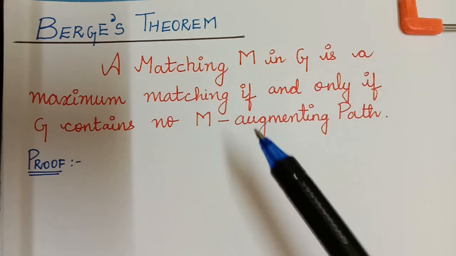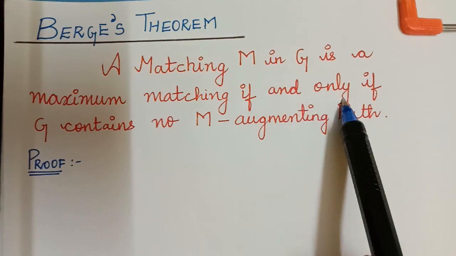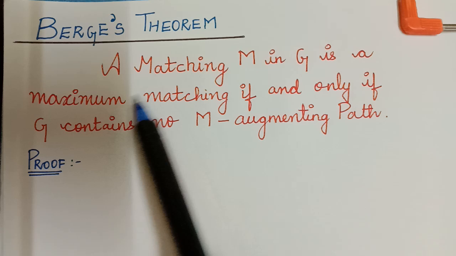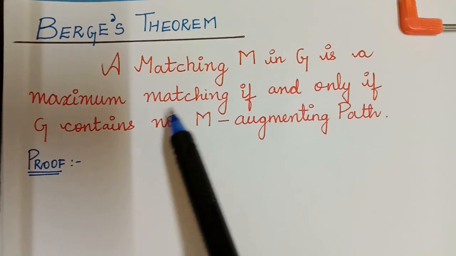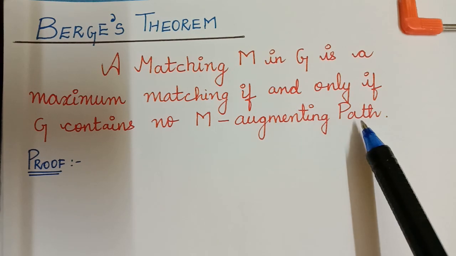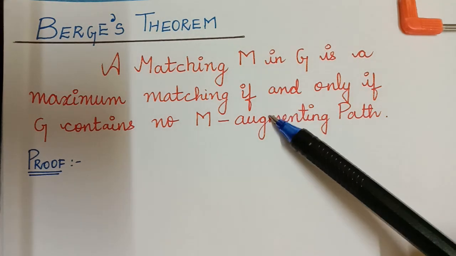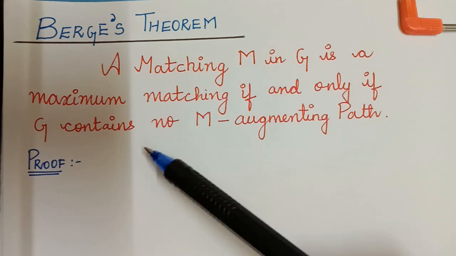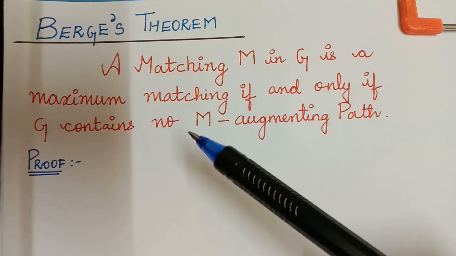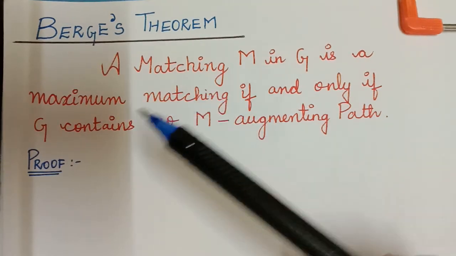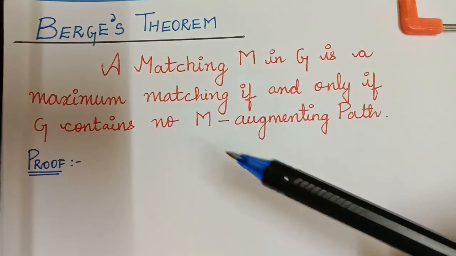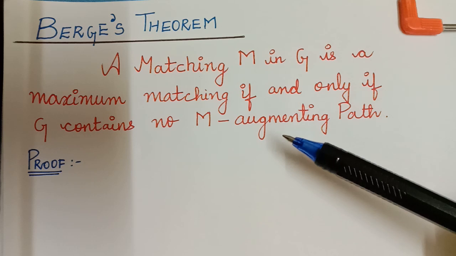So the statement is an if and only if condition. First we have to assume that M is a maximum matching, and then we have to prove that G contains no M augmenting path. In the second part of the proof, we have to assume that G contains no M augmenting path. In that case, M will be a maximum matching. So we have to assume this and prove that M will be a maximum matching. Now let us see the proof of this theorem.